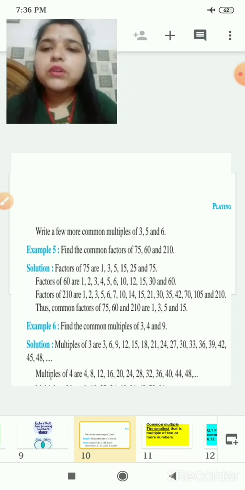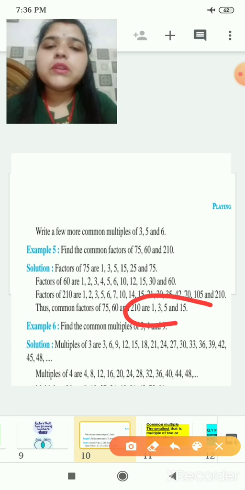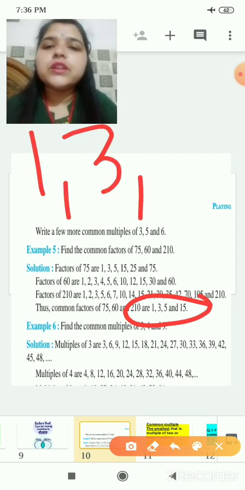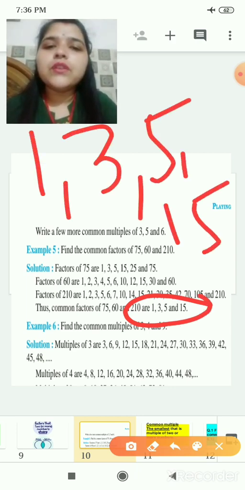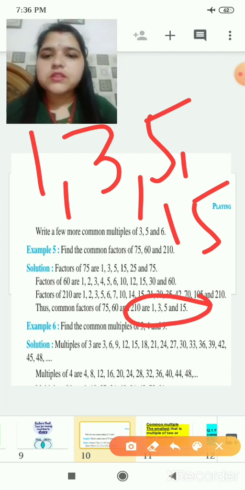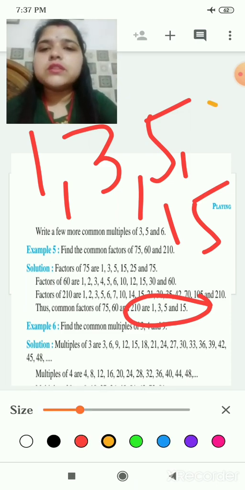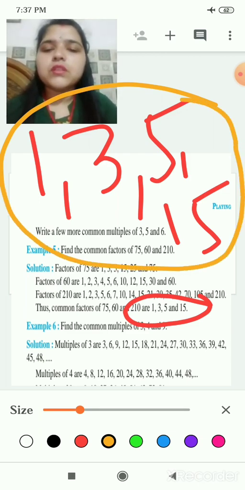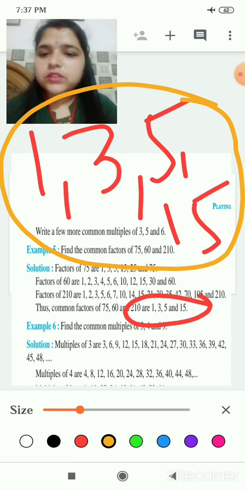Okay, so what will be common for them? Common will be 1, 3, 5 and 15. These are the numbers which are common for 75, 60 and 210. It means 1 is coming in all 3 factor lists, and 3 and 5 too, and in the same way 15 is coming in all the 3 factors.